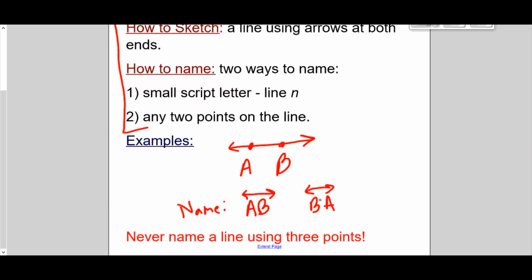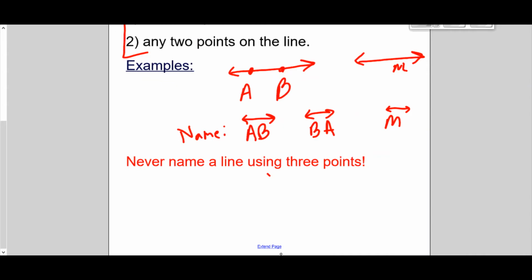Let me give you another example. Let's say they gave you something like this and they just said this is line M. So we could say line M like this, and we could put the line on top like that. This is a script letter, so it would be in italics when you see it. In MathXL, for example, if they gave you one like this, it would be an italicized letter. That means it's just on a slant.